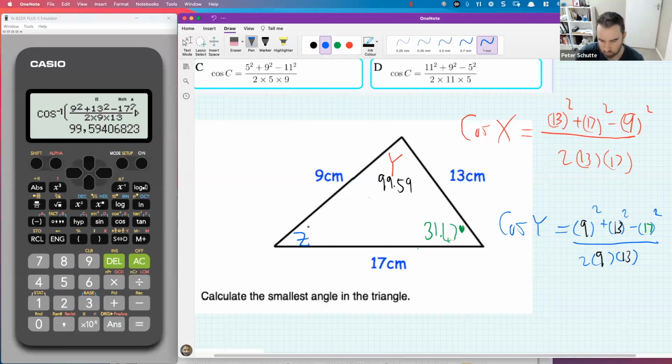Now, the last thing I want you to do is find this angle, but you're not allowed to use the cos rule. So what is the size of angle Z going to be? I'm not allowed to use the cos rule. What's the quickest and easiest way to find Z?